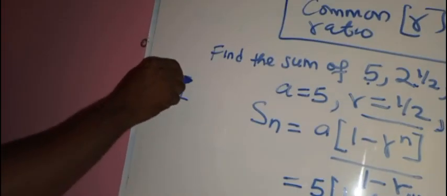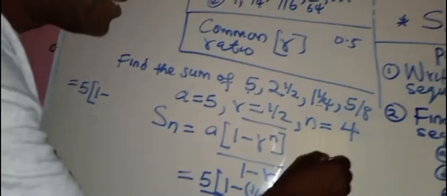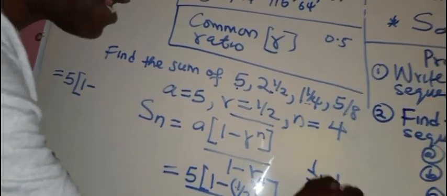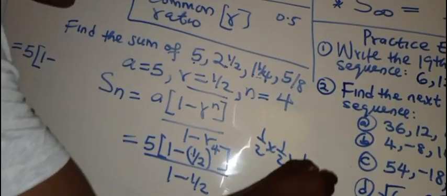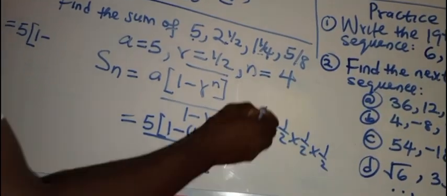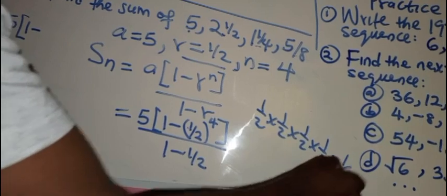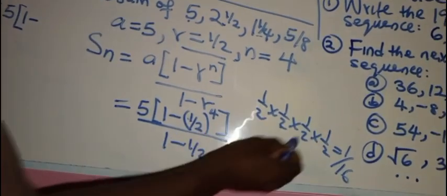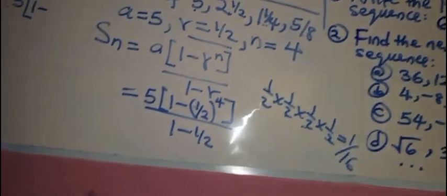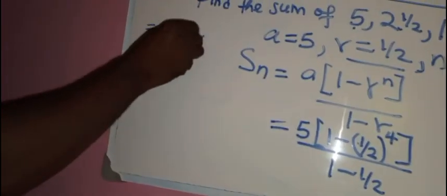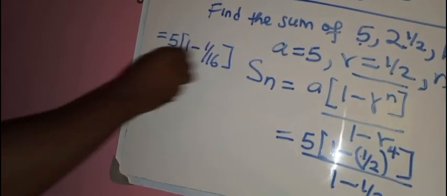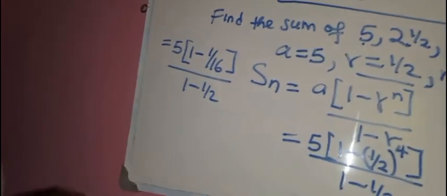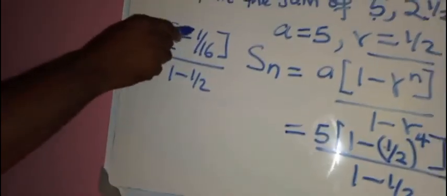Bracket 1 minus. Now, what is the meaning of half raised to power 4? It means half times half times half times half. That is 1 over 16: 2 times 2 is 4, 4 times 4 is 16. All over 1 over 2, half. Now, what is 1 minus 1 over 16?